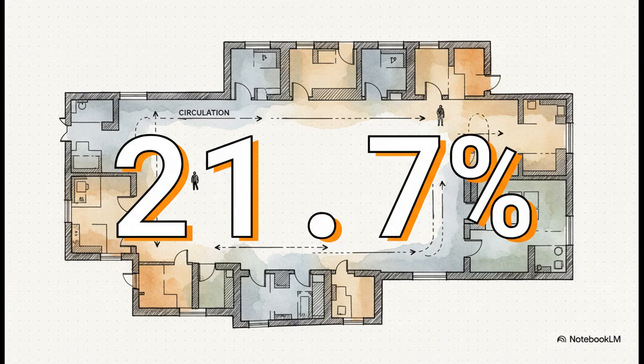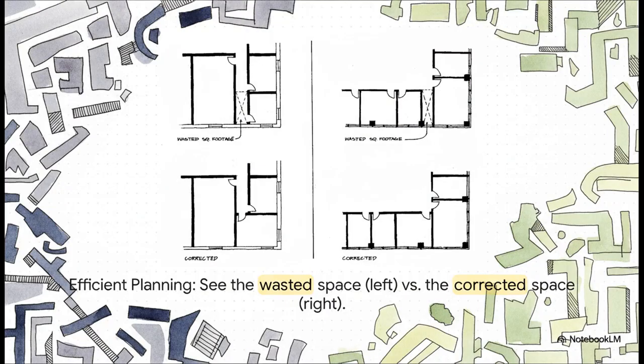It's a huge number, and it's exactly why you have to plan for it early and make it super efficient. And speaking of efficiency, here is a fantastic pro tip. On the left, you've got these common mistakes, these long, dead-end hallways that just eat up space. And on the right, you see the corrections. Smart circulation isn't just about making it easy to walk around. It's about reclaiming precious square footage that you can use for something way more important.